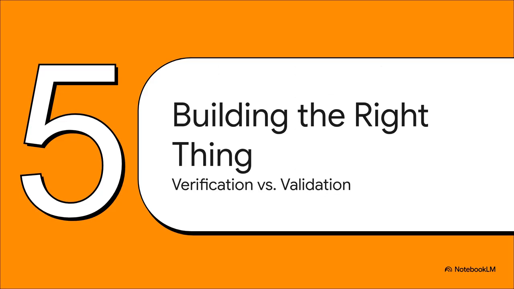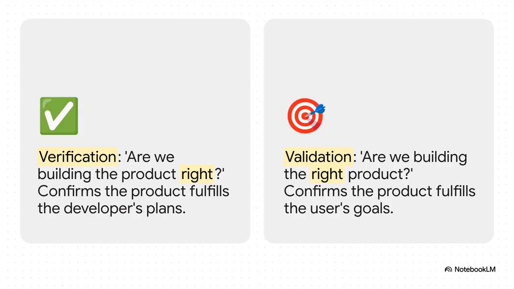Which brings us to the ultimate goal here. The whole point of this entire process isn't just about building a system correctly according to some technical spec sheet. It's about a partnership to make absolutely sure we're building the right system in the first place. In the engineering world, we have 2 key terms for this: verification and validation. My system requirements, they help with verification. That's asking, are we building the product right?